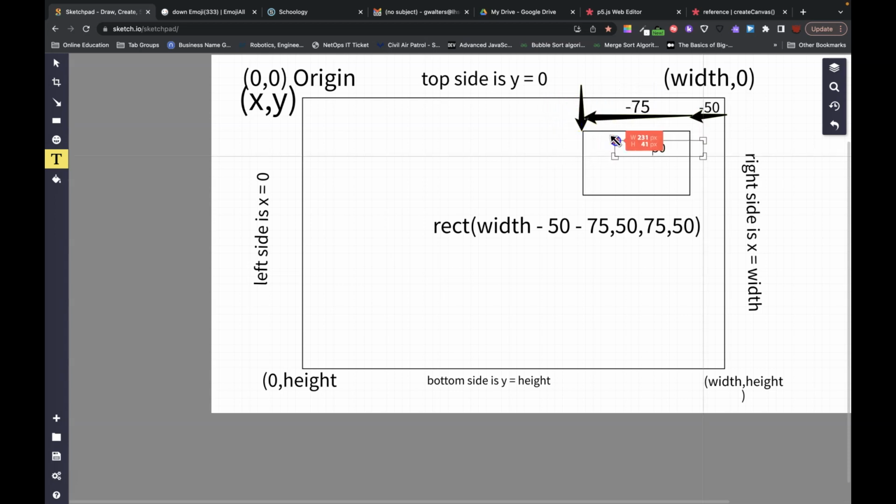Now, if we were trying to reference in terms of a different position, maybe we're referencing in terms of this bottom part or this bottom part, then yes, we would have to, instead of doing from y is 0, we're doing it from the height.